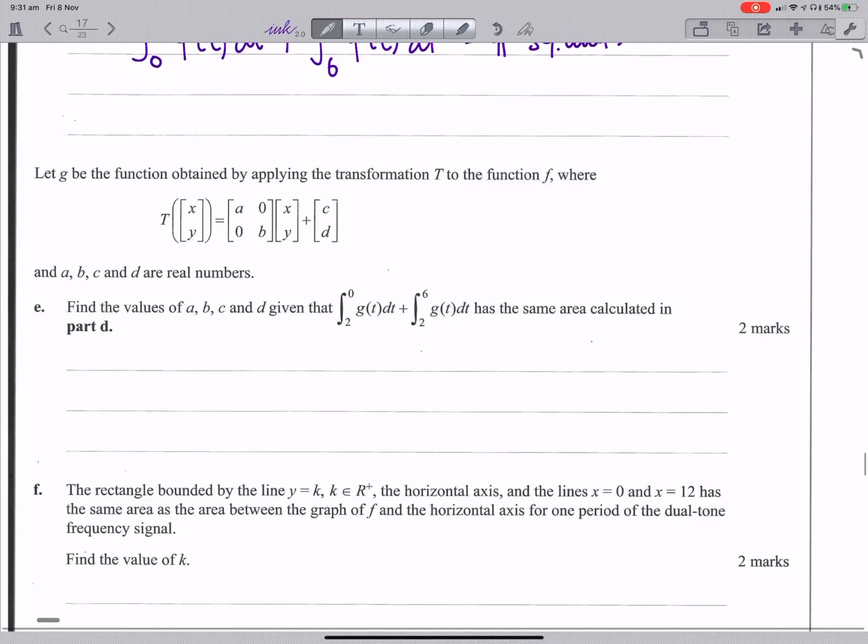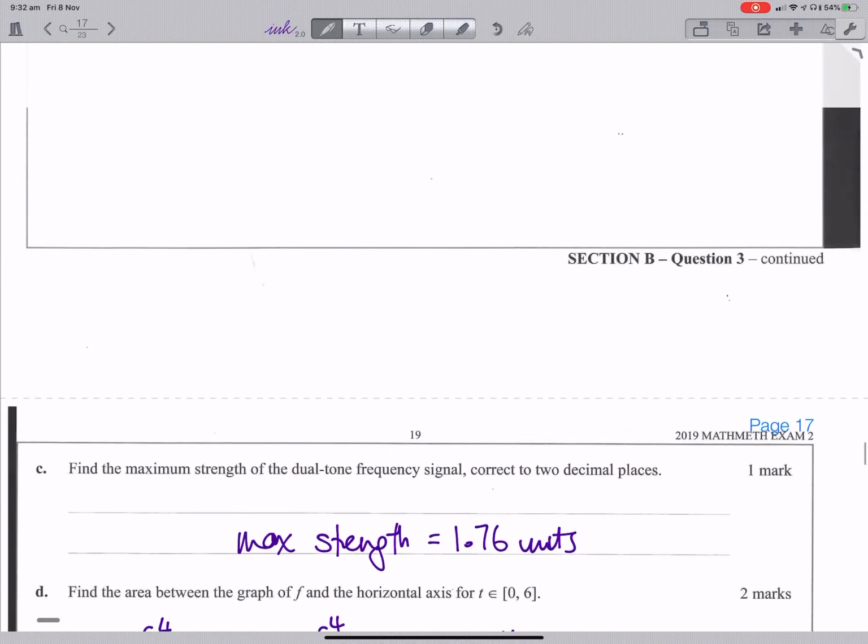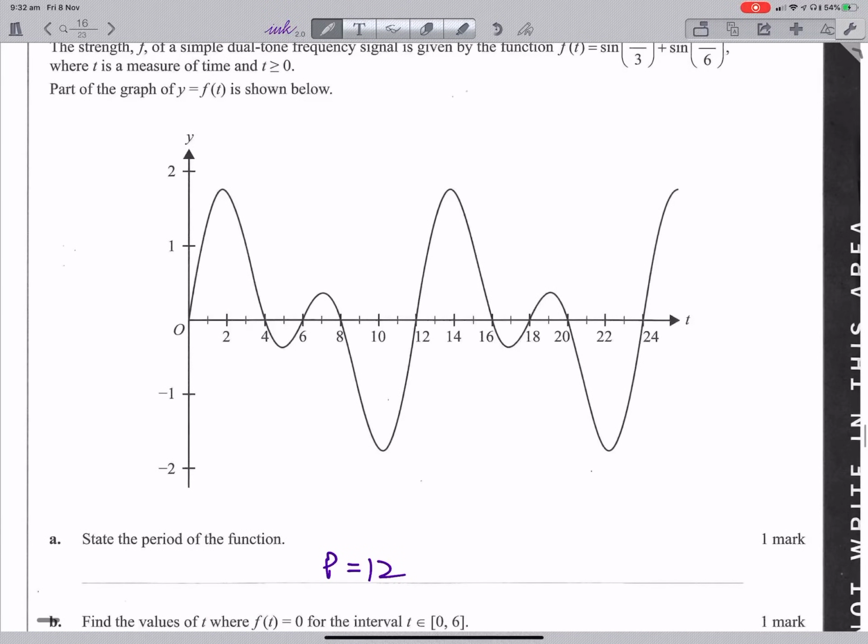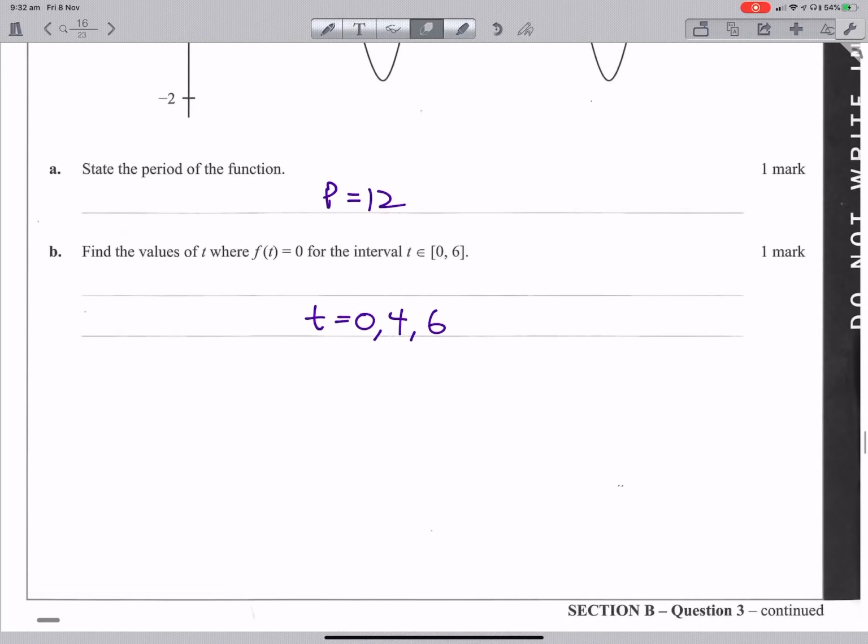Next one. Let g be the function obtained by applying the transformation T, where A, B, C, D are real numbers. Find the values of A, B, and C given that 2 to 0 has the same area calculated in part D. So that area there is becoming that area there, and that area there is becoming that area there. So it's reflected in the y-axis, and then translated 6 units to the right.